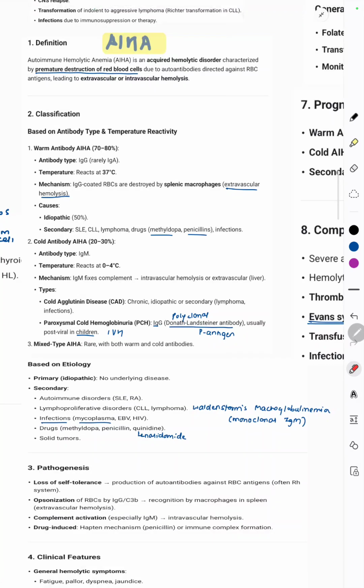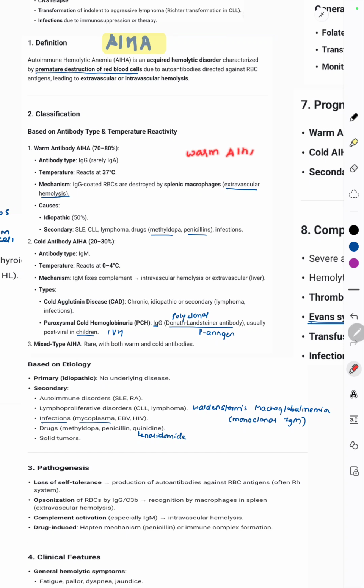Then the next is autoimmune hemolytic anemia. Autoimmune hemolytic anemia is an acquired hemolytic disorder, and it leads to premature destruction of the RBCs. It is a type of hemolytic anemia, because of which the reticulocyte production index will be more than 2.5. It is a hyperproliferative anemia, and this leads to intravascular and extravascular hemolysis. The classification of autoimmune hemolytic anemia is warm AIHA and cold AIHA.